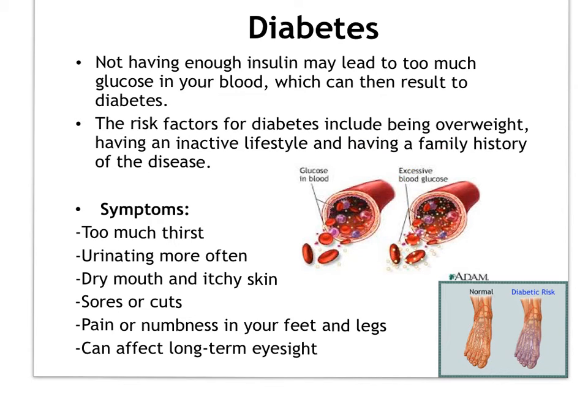The risk factors for diabetes include being overweight, having an inactive lifestyle, and having a family history of the disease. Symptoms of diabetes include too much thirst and hunger, urinating more often, dry mouth and itchy skin, sores or cuts, pain or numbness in your feet and legs, and lastly, diabetes can affect the long-term eyesight of a person.